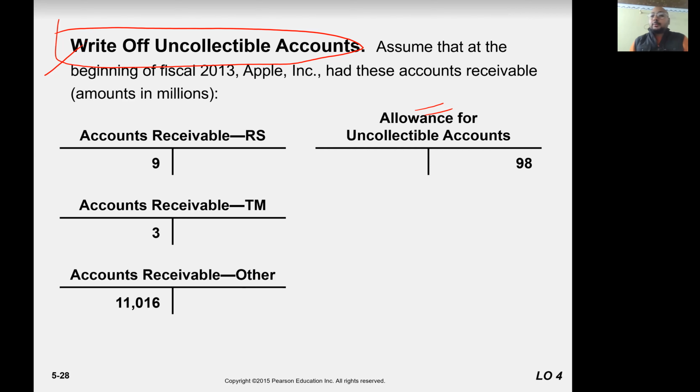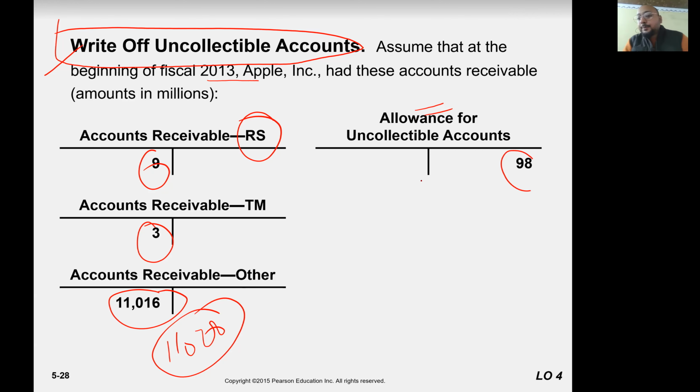So assume that we have an illustration here. Assume that at the beginning of fiscal year 2013, the Apple Corporation has these accounts. We have RS 9 million, we have TM 3 million, and we have other receivable 11016, right? So total is 11028, and we have 98 allowance for uncollectible. All right.